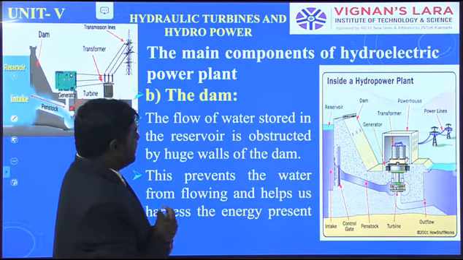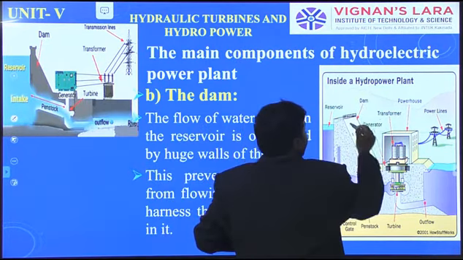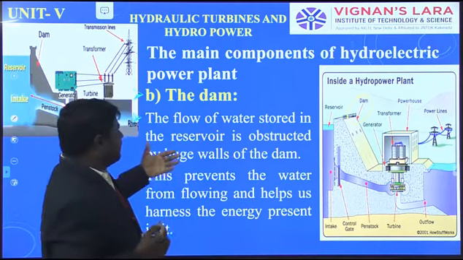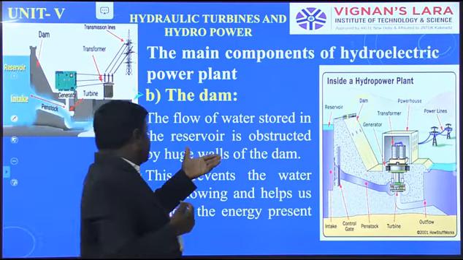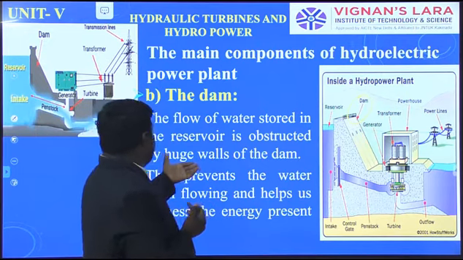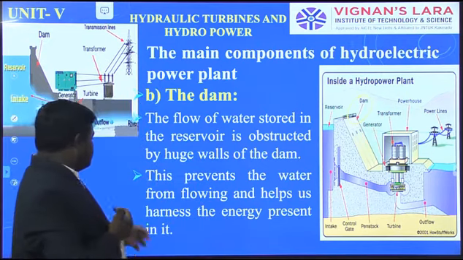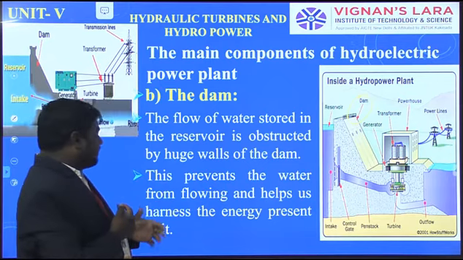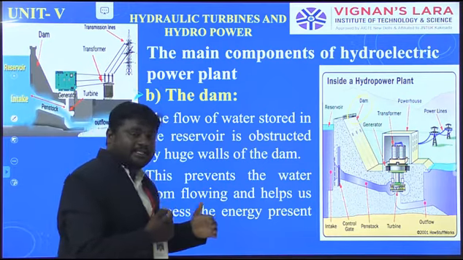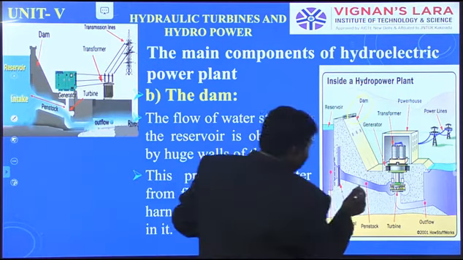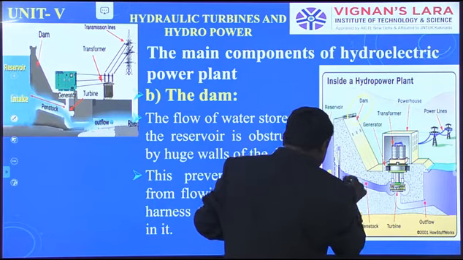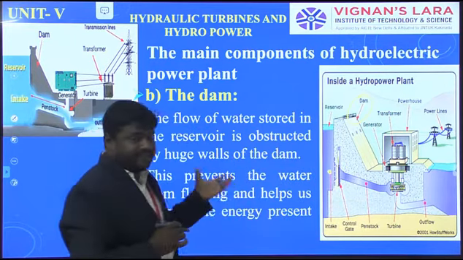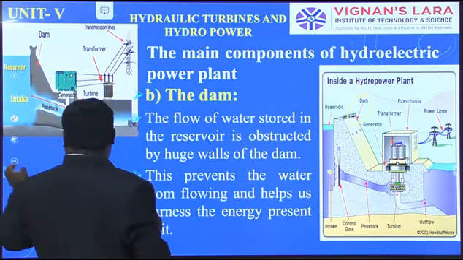Then the second one is the dam. The flow of water stored in the reservoir is obstructed by the huge walls of the dam. This prevents the water from flowing and helps us harness the energy present in it. This is the intake, and this gate is the control gate. That control gate is very important here.